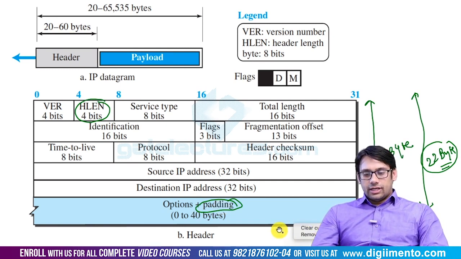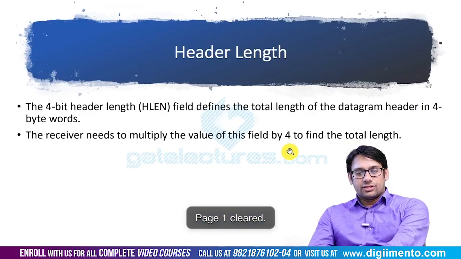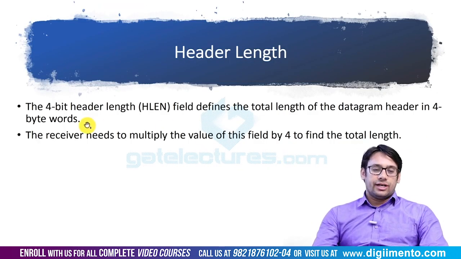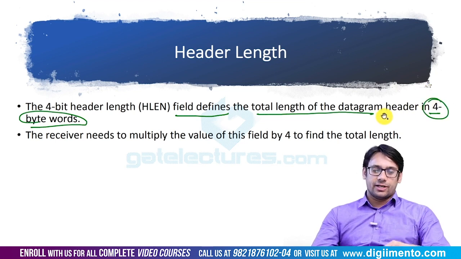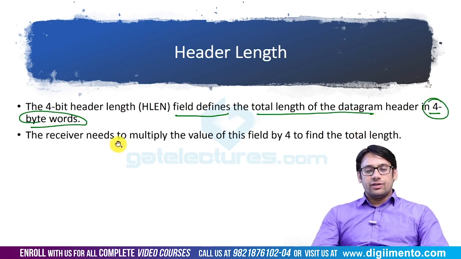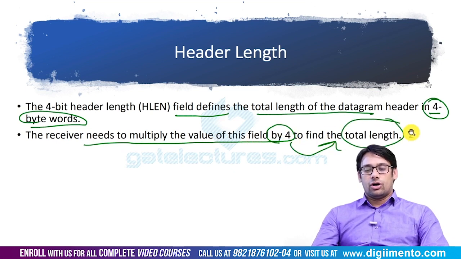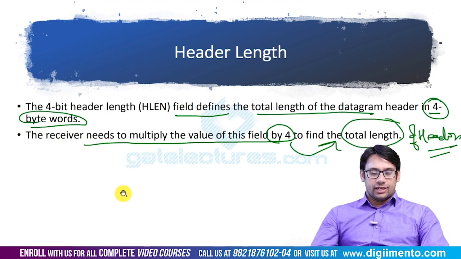Okay, so let us just look at some information regarding the header length field. The header length field defines the total length of the datagram header in 4 byte words. That is why this is a multiple of 4. So the receiver needs to multiply the value of this field by 4 to find the total length of the header. This is how we use the header length field.